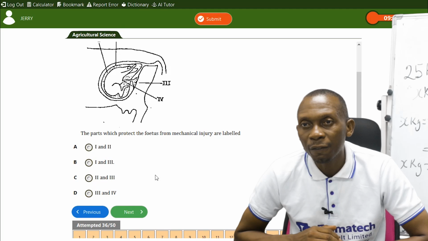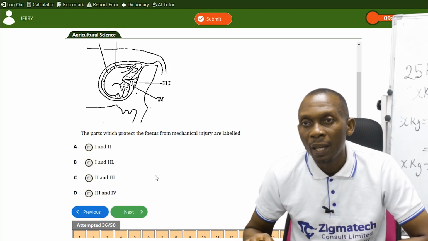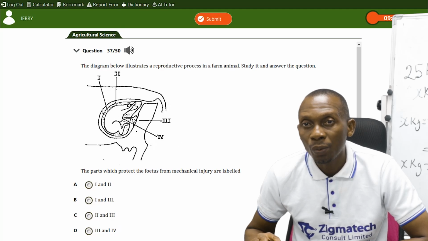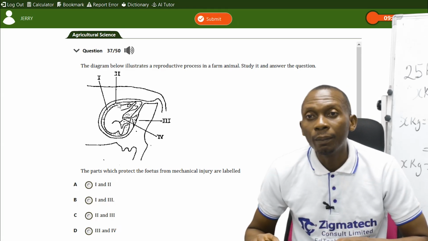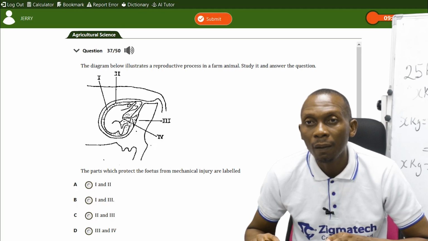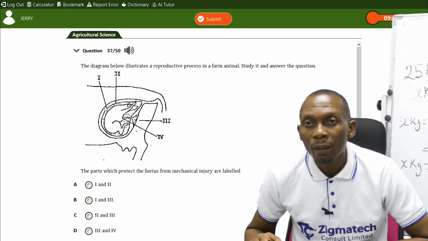The part which protects the fetus from mechanical injuries are labeled. Okay, this has to do with the amniotic fluid. This is the amnion, and this is the placenta and the umbilical cord. So we're talking about 1 and 2. So they help to protect the fetus from mechanical injury. So the answer is A.